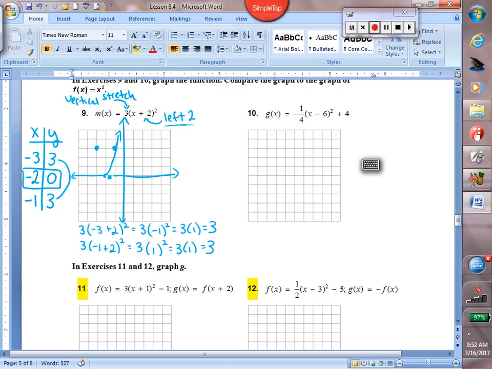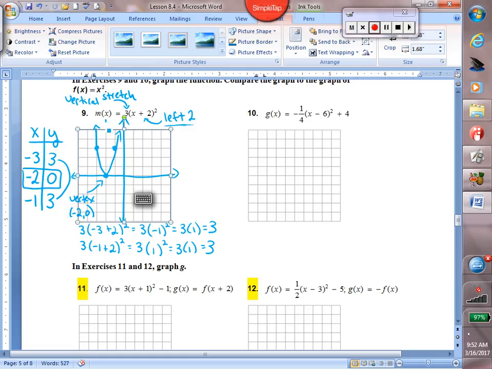And there's a little sketch of our graph. Again, here's our vertex at -2, 0. Axis of symmetry. X equals, draw a little line here. X equals the same thing it does at the vertex, which is -2.